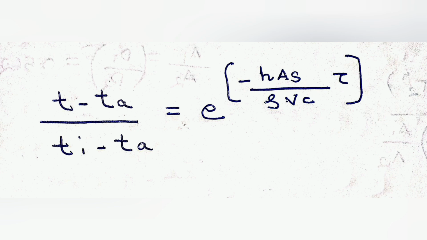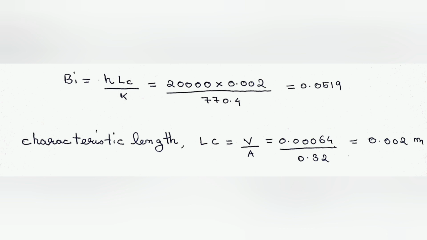So first we need to calculate the value of the Biot number, and the equation for Biot number is h Lc by k. h is the convective heat transfer coefficient, Lc is the characteristic length, k is the coefficient of thermal conductivity. h is given as 20,000. Lc can be calculated by volume by area. Volume we have calculated, 0.00064 divided by 0.32, which is equal to 0.002 meter.